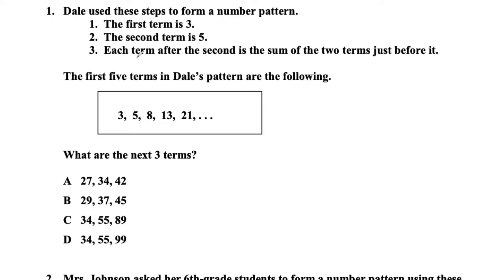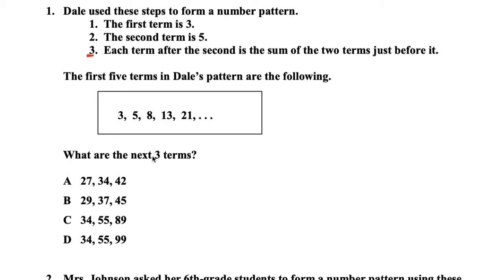For this question, the most important part is this third step. Each term after the second is the sum of the two terms just before it. So if we're focused on 8, for example, we can see that 8 is 3 plus 5. And then similarly, if we're looking at 13, we can see that 13 is 5 plus 8. So any number after the first two is the sum of the previous two terms.